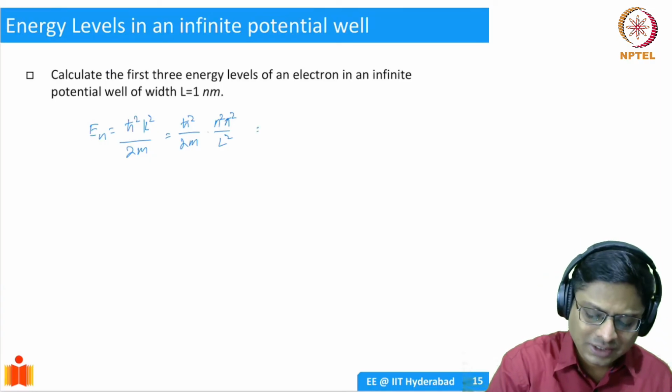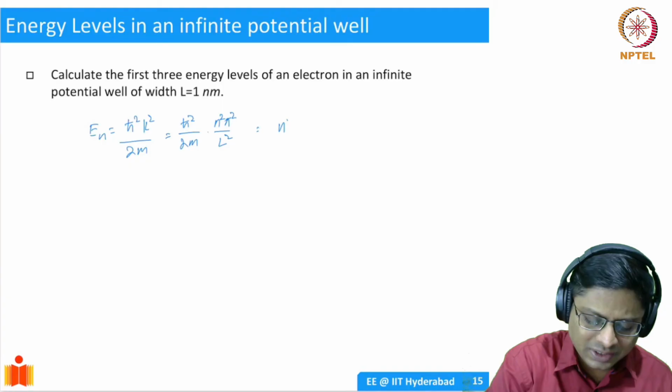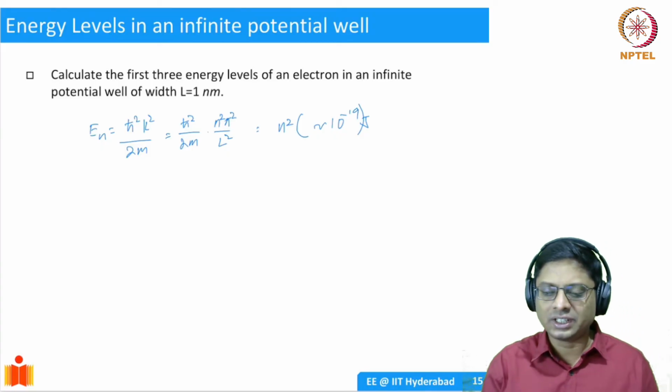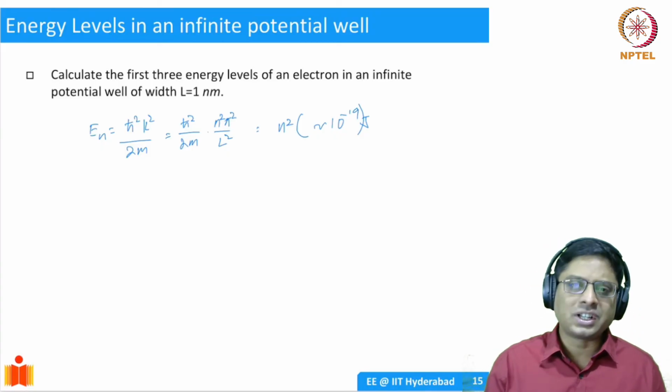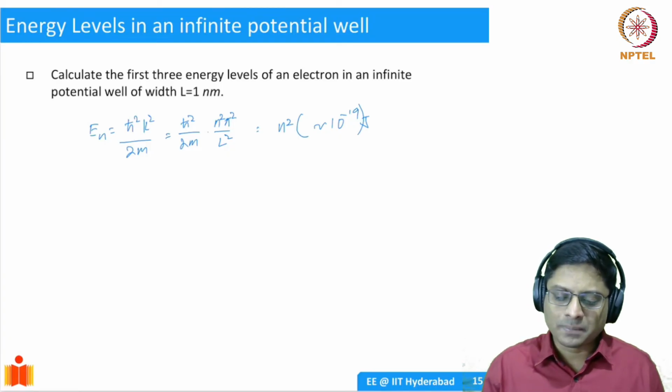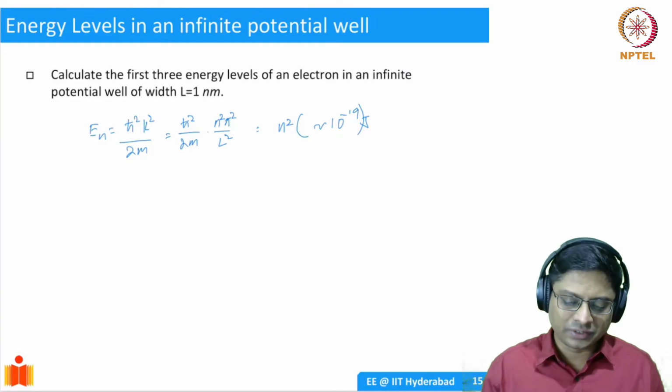If you do that, you will get something like n squared times something in the order of 10 power minus 19 joules. This is what you get, energy in terms of joules. So this is not a very convenient thing. So what we do is we try to compute energy in units of electron volts.